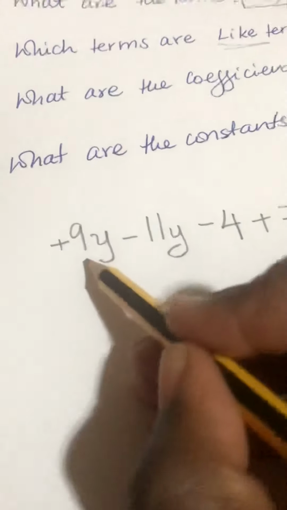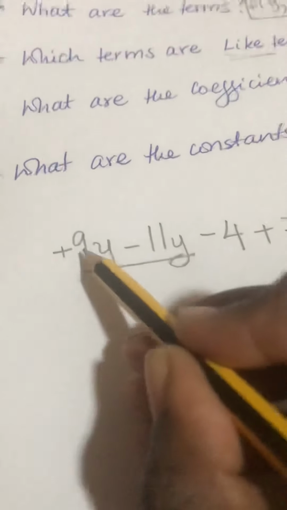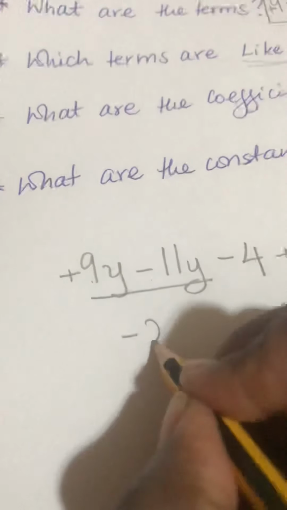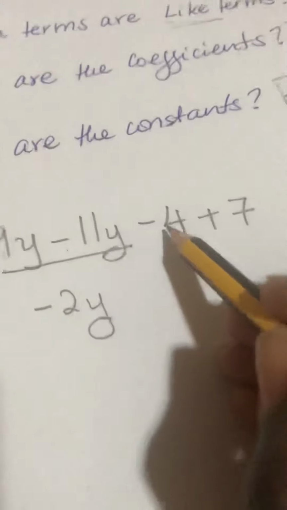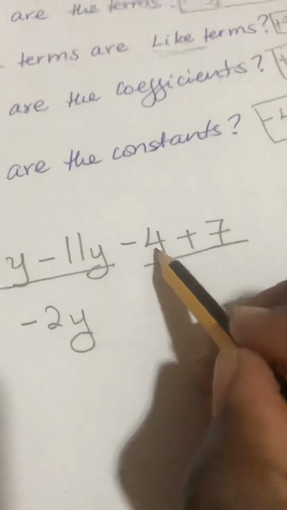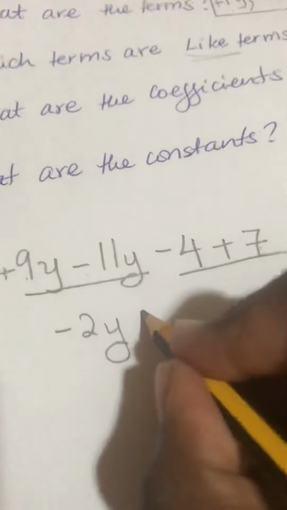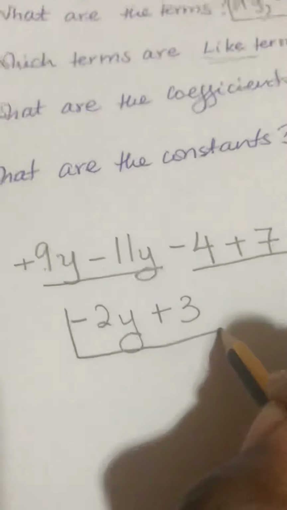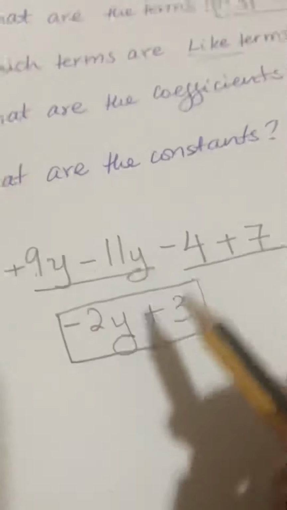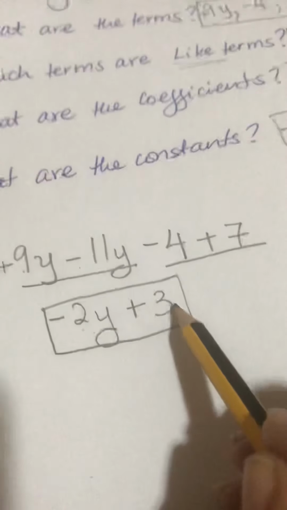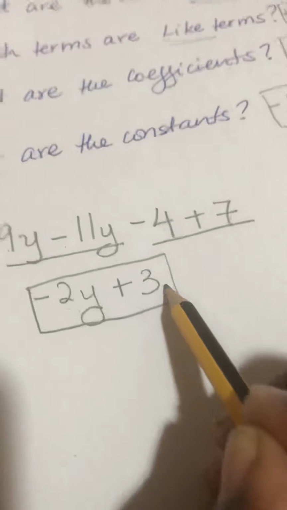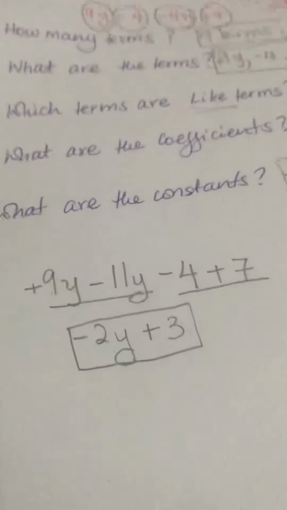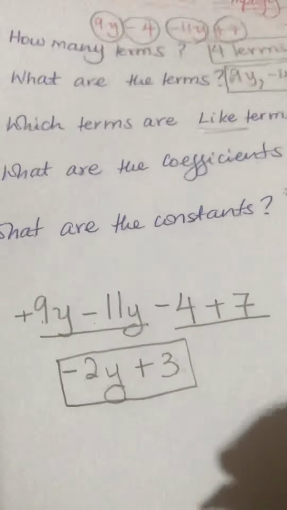Okay? Then I will do this. Positive 9y minus 11y is negative 2y. Then I will do this. Negative 4 plus 7 is positive 3. And this is my answer. I cannot add them because this one does not have y. So this is my answer. These two are not like terms. You can only add or subtract like terms.